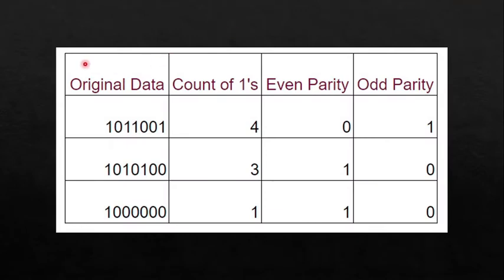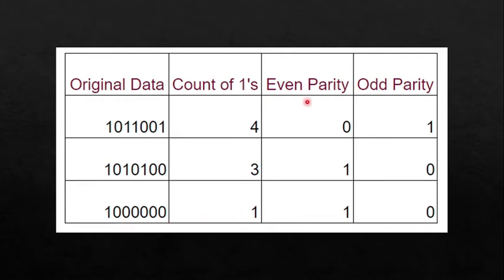Here you can see that there are 4 columns. The first column represents the original data. In each data there is a specific number of ones and zeros. For parity bit checking, we are going to check the number of ones. The second column represents the counts of ones in the original data. In original data 1, there are 1, 2, 3 and 4 ones, so it shows 4. In the second original data, there are 3 ones, and in the third original data, there is only a single one.